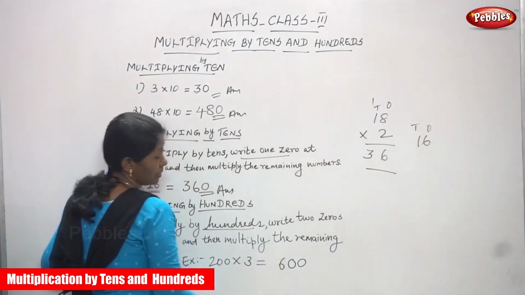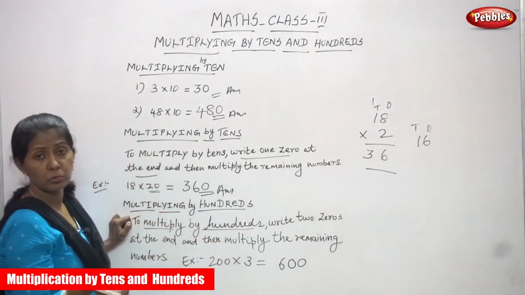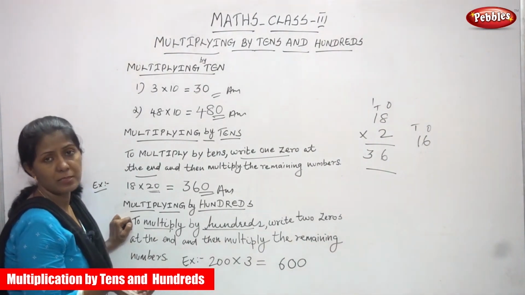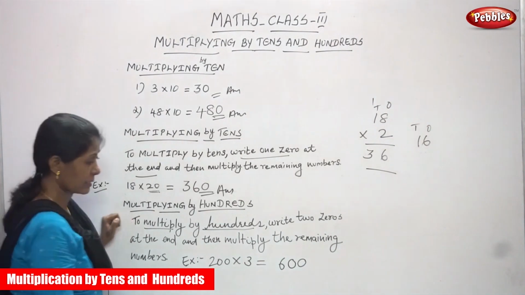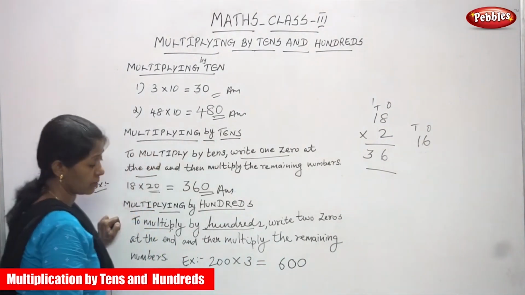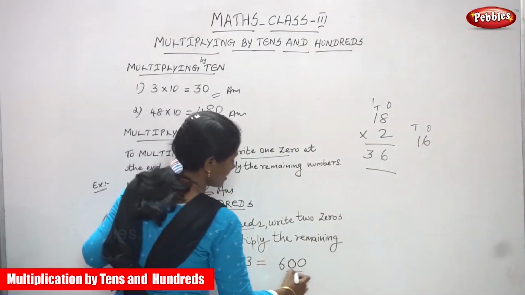You know that very well because 1 two is 2 and 2 twos are 4, 2 threes are 6. Otherwise, you can use the 3 table: 3 ones are 3, 3 twos are 6. So the answer is 600. 600 is the right answer.